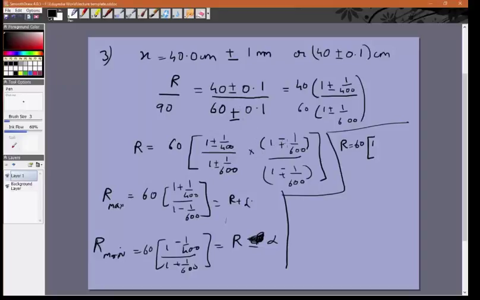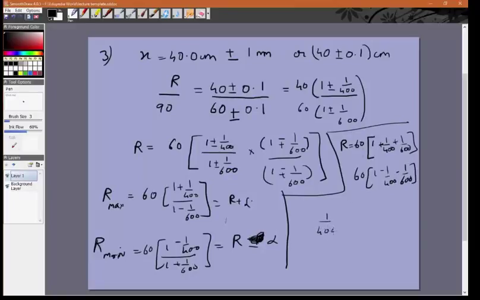So we'll multiply it by 1 plus 1 by 600. So either it's going to be both plus or both minus. So it's either 60 times 1 plus 1 by 400 plus 1 by 600, or it's 60 times 1 minus 1 by 400 minus 1 by 600. And we can already see what that plus minus thing is going to be.